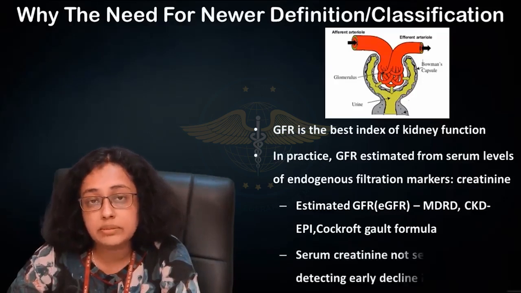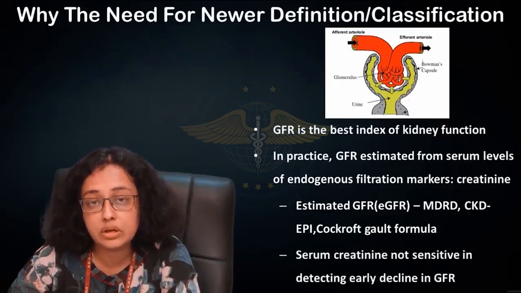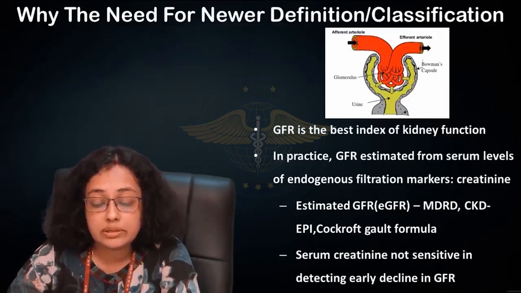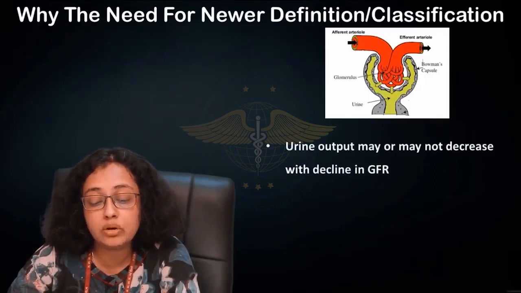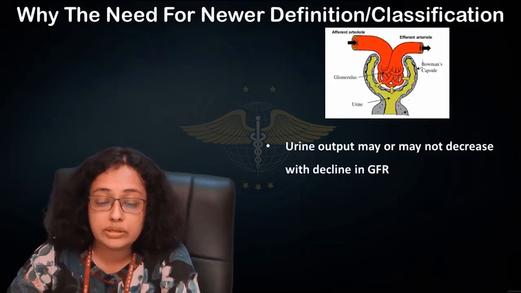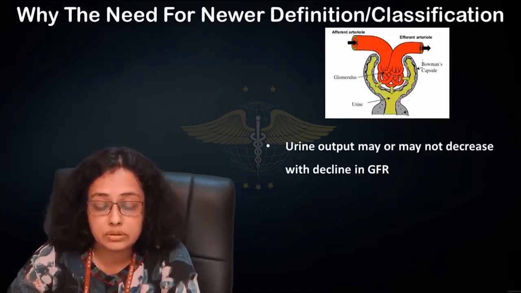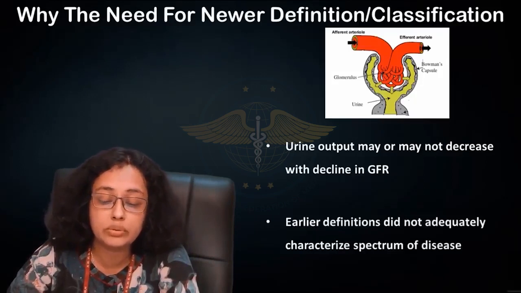However, we need to understand that serum creatinine is not very sensitive in detecting the early decline in GFR. By the time it starts rising, there has already been a substantial decline in the GFR. So just by measuring the serum creatinine and GFR, we may not diagnose acute kidney injury at an early stage. The other criterion used till now for acute renal failure was urine output, but the urine output may or may not decrease with renal failure. So when we talk about acute renal failure in the traditional sense, that is a rapidly worsening renal function, the earlier definitions did not adequately characterize the entire spectrum of disease.